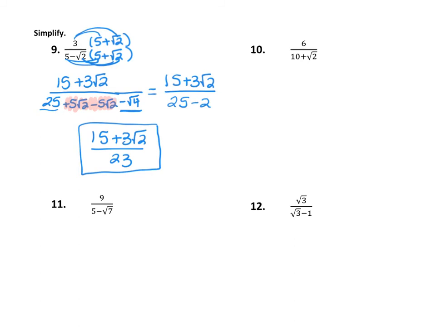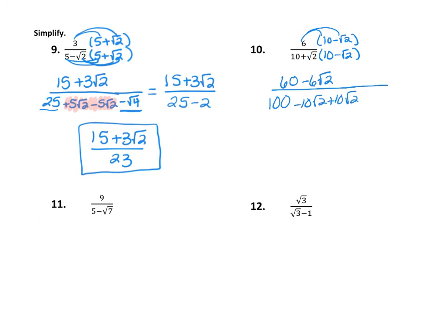All right, so in this example, I have 10 plus square root of 2 in the denominator, so I'm going to multiply by 10 minus square root of 2. So that means in the top, I'll get 60 minus 6 root 2. In the bottom, I'm going to get 100 minus 10 root 2 plus 10 root 2 minus square root of 4. So I'll have 60 minus 6 square root 2 all over 100 minus 2.